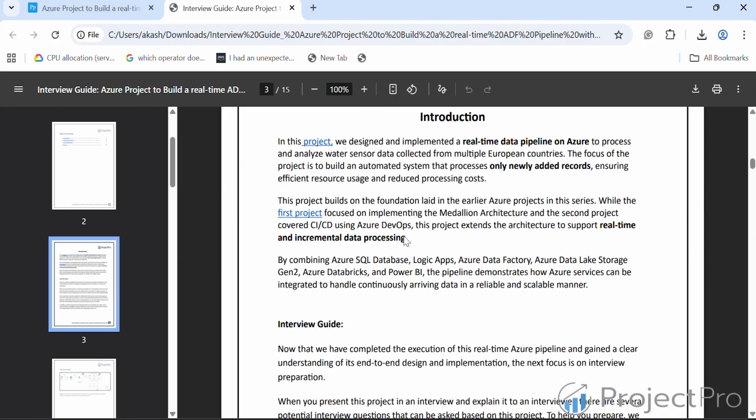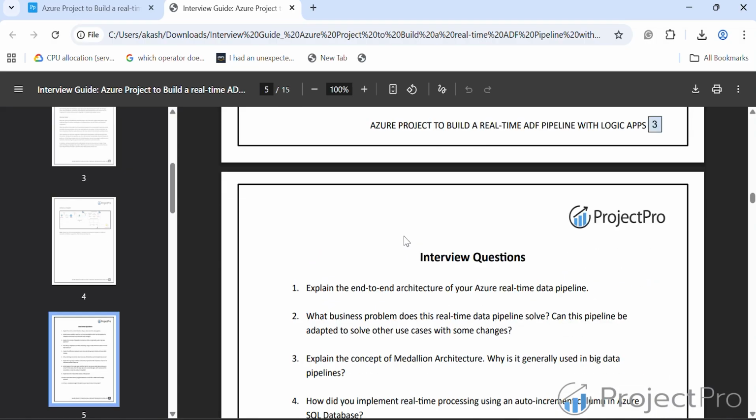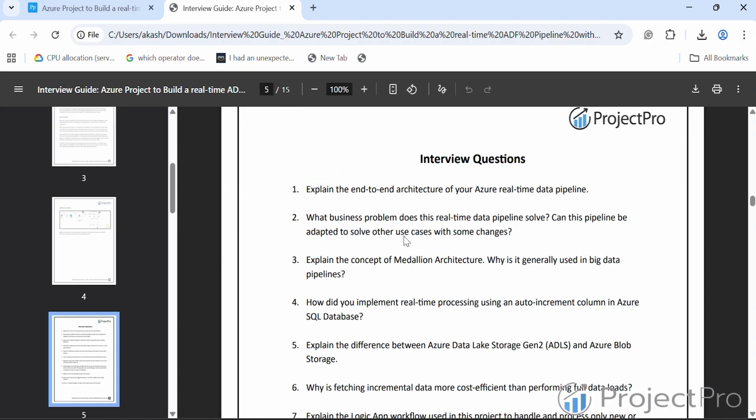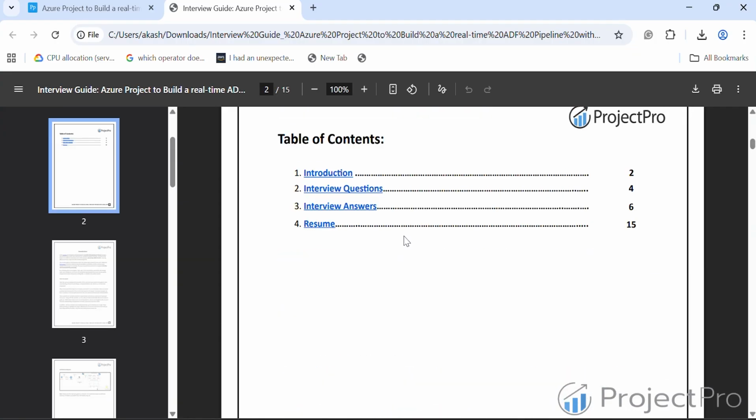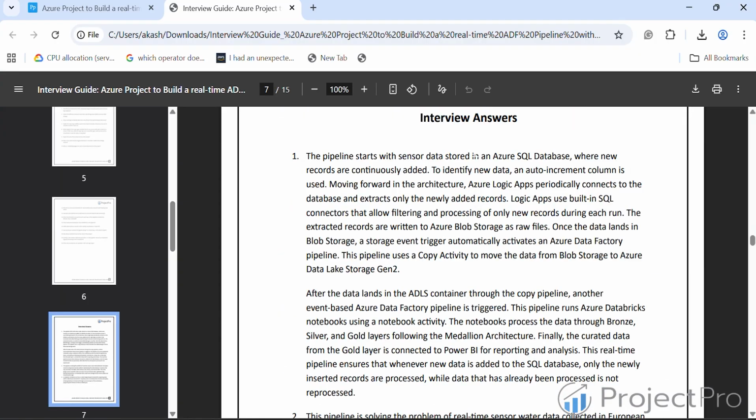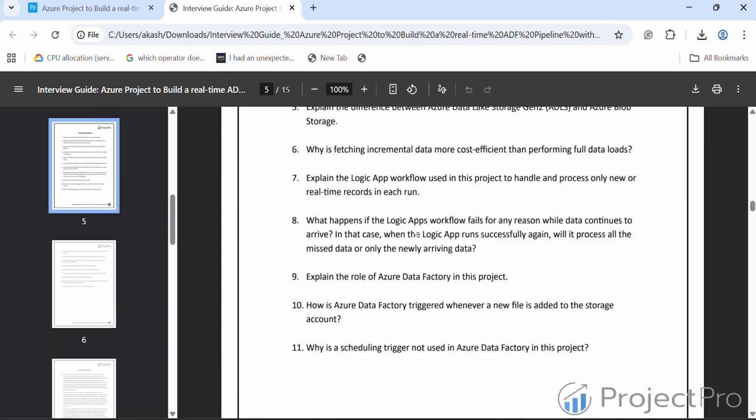Now coming back to the interview questions. These are the questions that we have written, and we will discuss each and every question in detail. Don't worry about the answers. If you go here, as you can see, we have also written down answers to these questions accordingly.